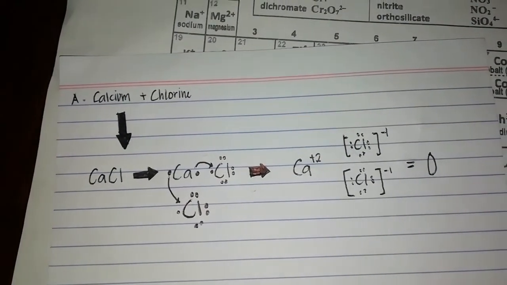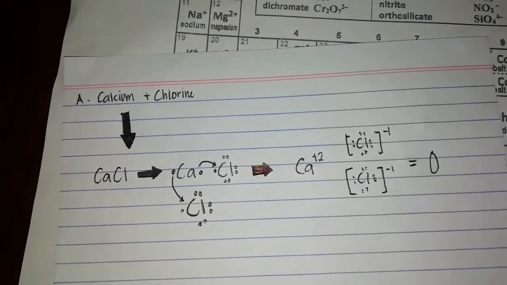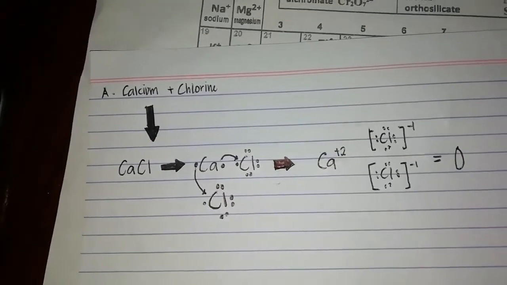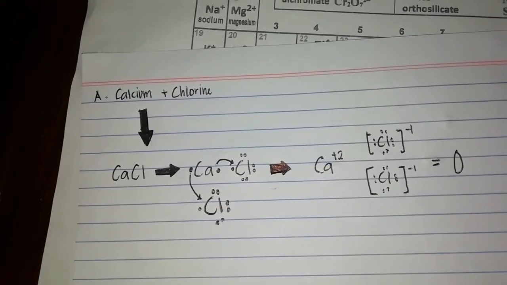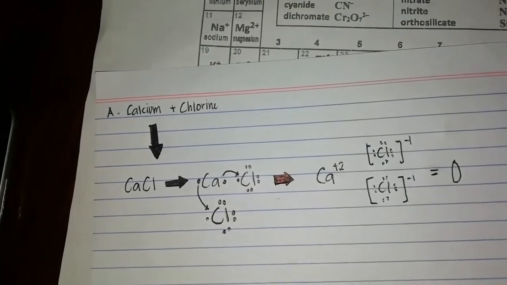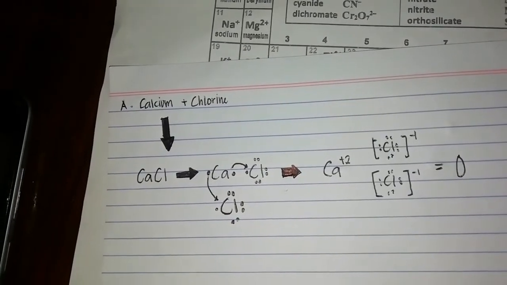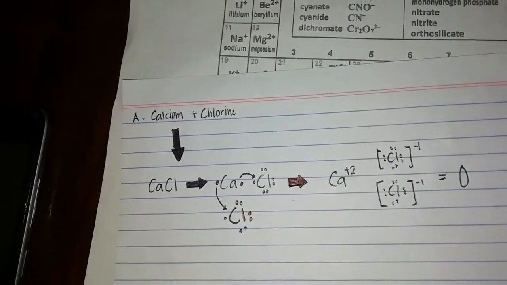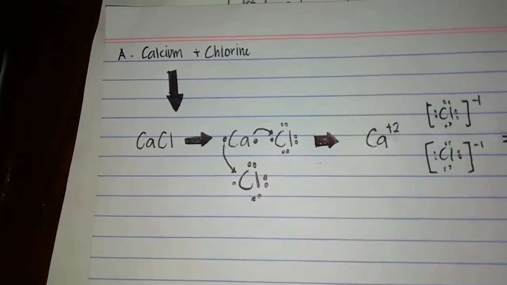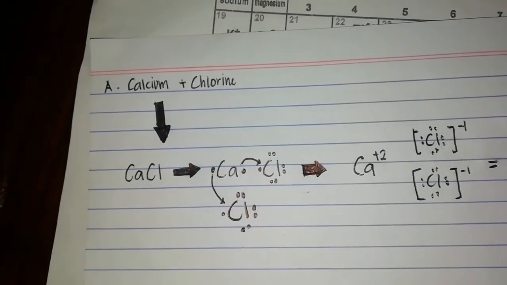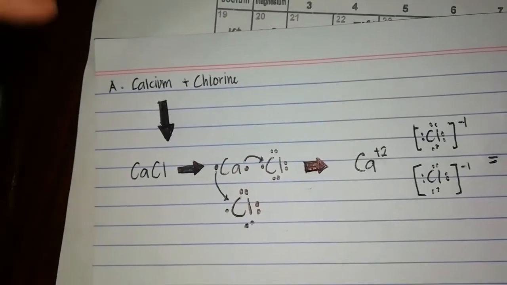Today we're going to solve for the Lewis structure. So let's start. The first problem is calcium plus chlorine. For our first step, we're going to write the symbol for each element. The symbol of calcium gives us Ca, and the symbol of chlorine gives us Cl.